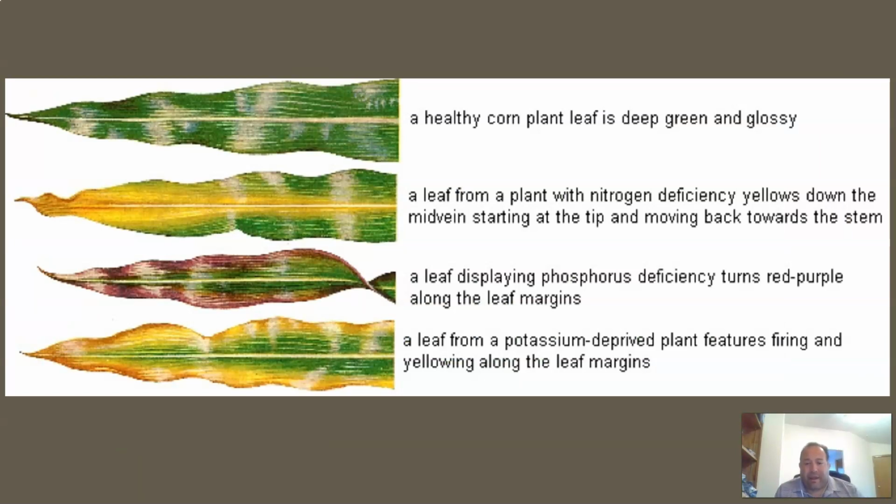This example I like because it shows us our nitrogen, phosphorus, and potassium deficiencies within a corn plant. So healthy corn plant on the top. The next one down the list is with nitrogen deficiency, with the midvein being problematic. The one below that is our phosphorus deficiency. We get that red purple color and the outside of it being damaged. And then potassium, you get more of what we call leaf burn, where it's got that brownish yellowish look on the outside around the leaf margins.